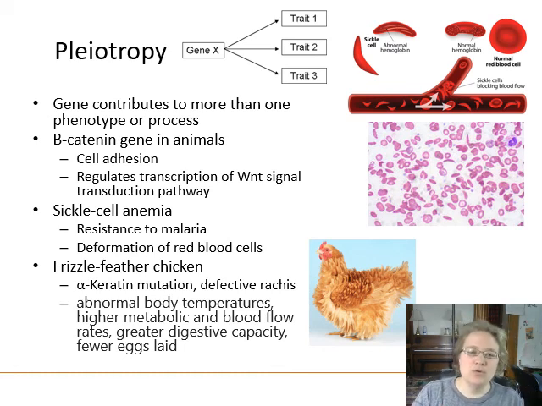And another cool example is the frizzle feather chicken, where you have a deformed rachis due to a keratin mutation. Not only are the chickens super adorably fluffy, but they have a higher body temperature, their metabolic rate changes, they eat more, and they lay fewer eggs. That's a lot of different phenotypic traits affected by one gene in your keratin. Okay.